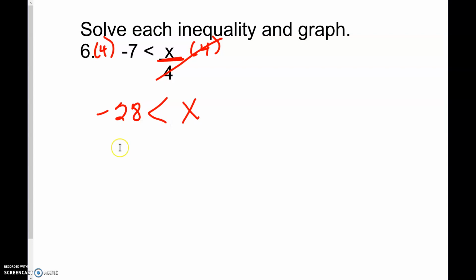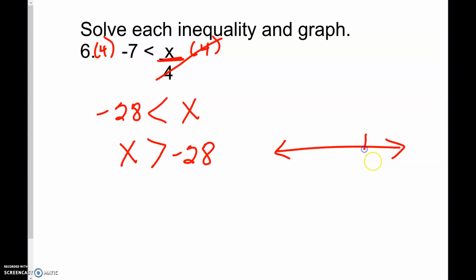Okay, but now I realize, hey, my number's not on the left side, so I might mess up graphing, so I'm going to reorganize this. And because I'm going to flip x on the side, I need to flip my sign so that it still says the same thing. So at -28, I'm going to have an open circle, and this says any number greater than. Now you can read it from here. Any number is greater than, and you'll be totally fine.